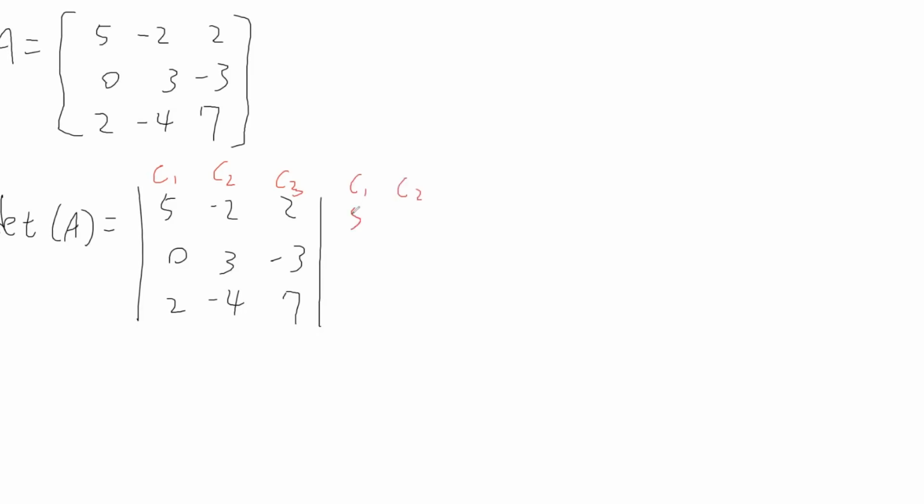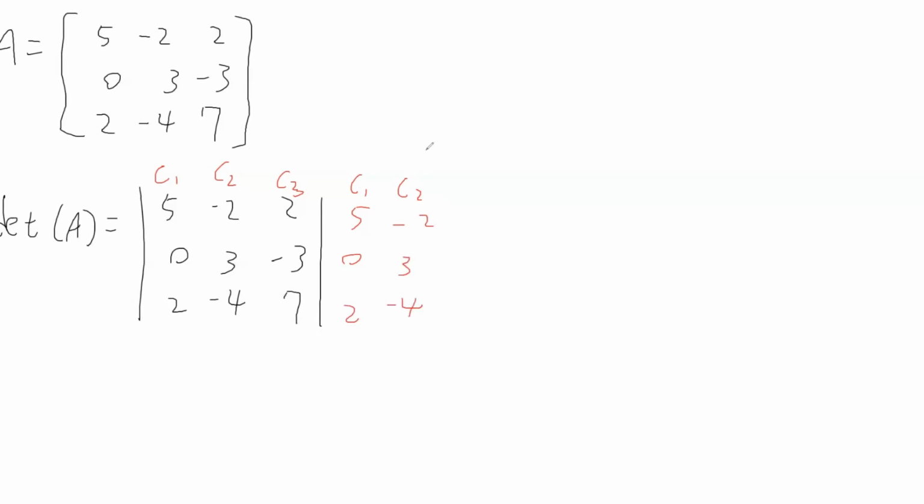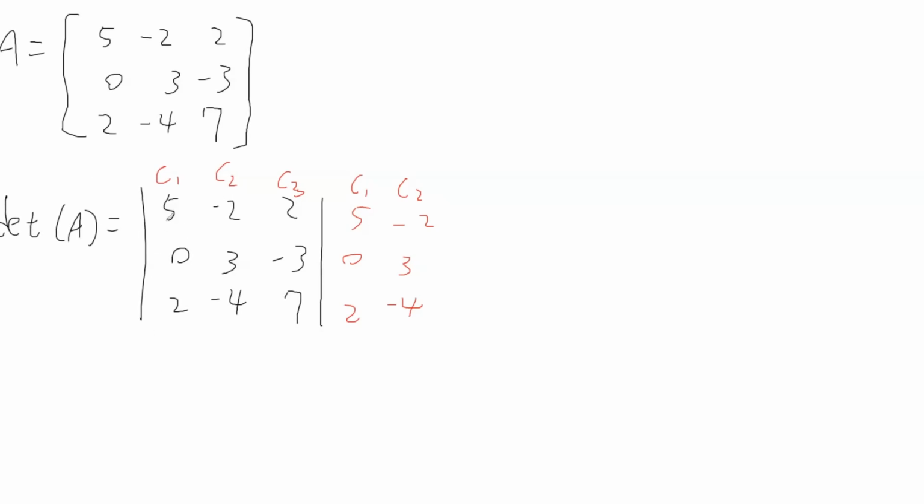All right, so I'm going to copy down 5, 0, 2, -2, 3, -4, like that. Okay, and I'm going to show you a really fast way to find the determinants. Okay, so first we are going to look for products from the top down, top diagonal down.